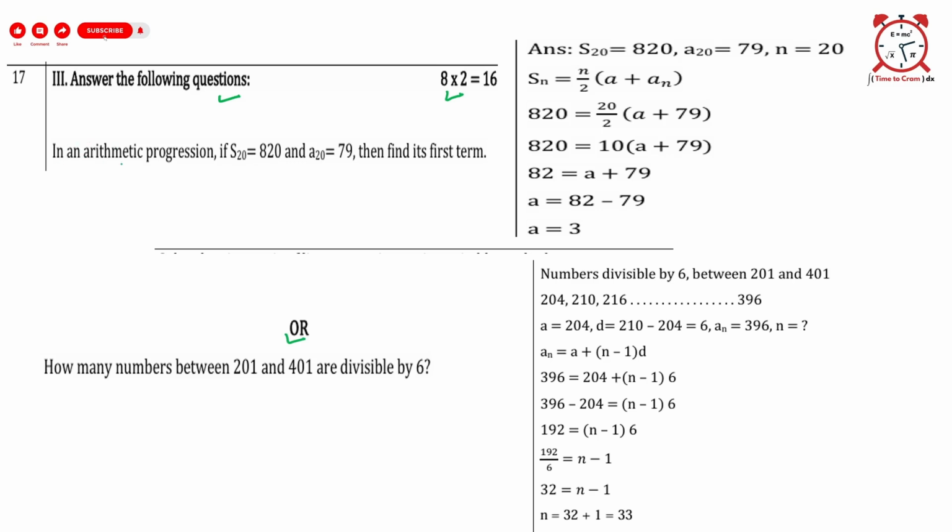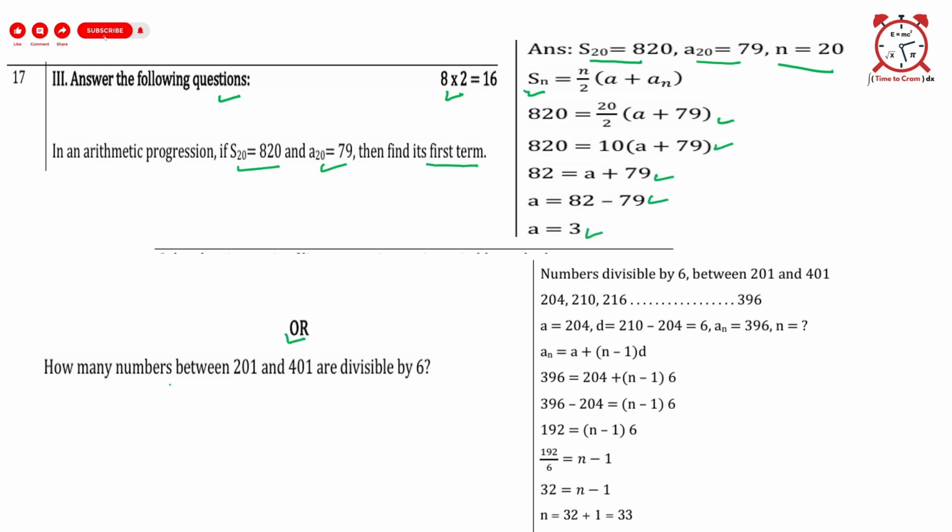First question: in an arithmetic progression S20 equals 820 and A20 equals 79, then find the first term. We will write all the values here, because of S20 and A20, n equals 20. Now let us write the formula: Sn equals n by 2 into bracket a plus l. We keep all the values one by one and simplify the equation, then we will get the value of a. This is the first term of our question.